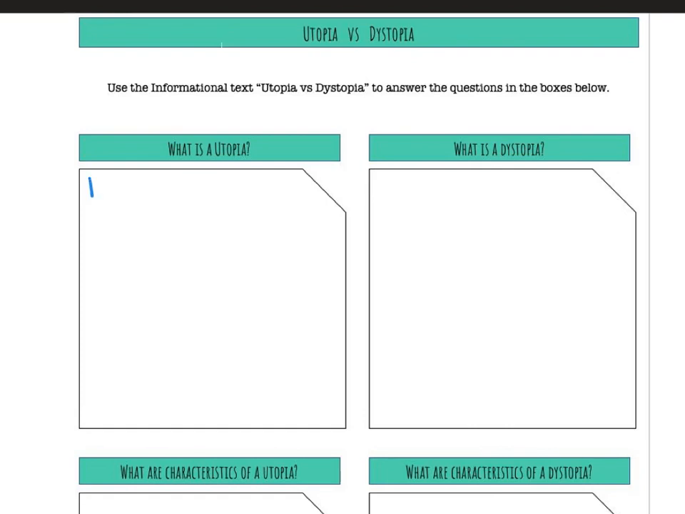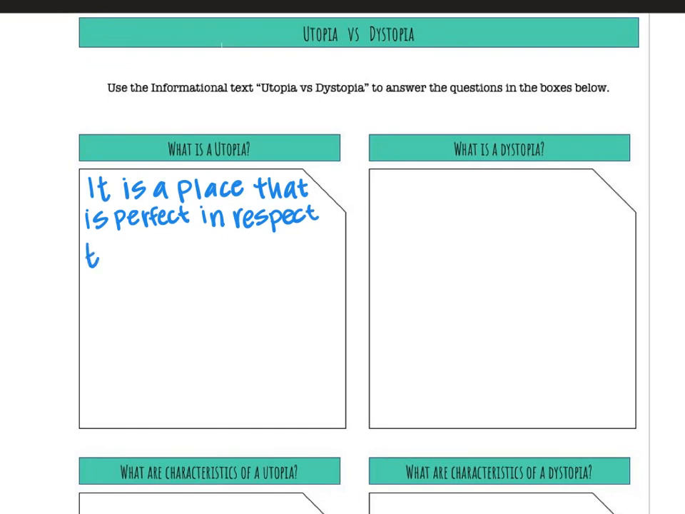So what is a utopia? A utopia is a term that was coined by Thomas More in his book Utopia in 1516 while describing a fictional place in the Atlantic Ocean. It is a play on the Greek prefixes ou, meaning no or not, and eu, meaning good. So literally it means good place and no place, implying that a utopia is a perfect place that does not and will not exist. So it's a place that is perfect in respect to politics, laws, customs, and conditions.